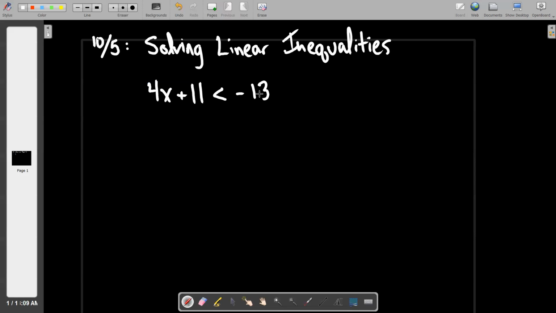Have you guys ever done these? I always ask this because you come to me from different backgrounds and different classes. Have you done these where when you're done, you go on the number line and you put circles and draw arrows and shades? Yeah, last year. Nice. So that'll help.